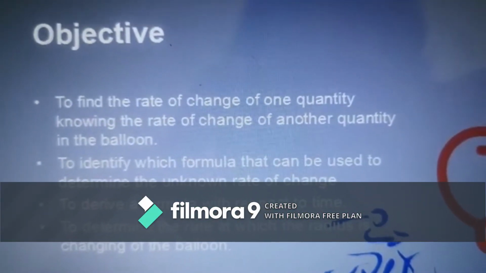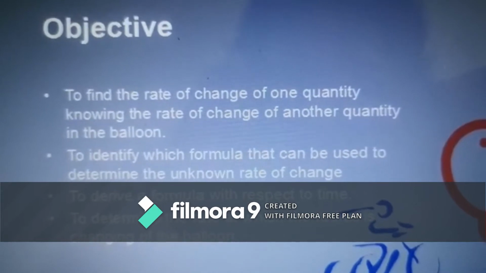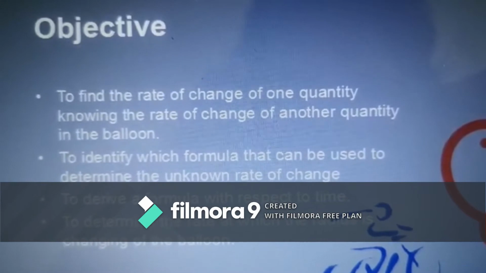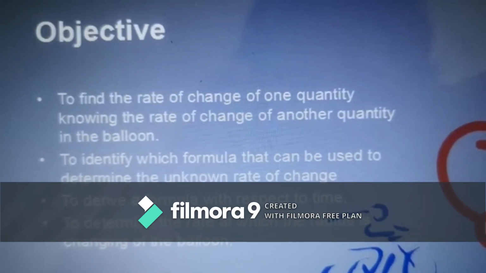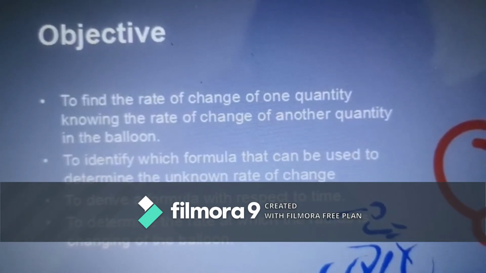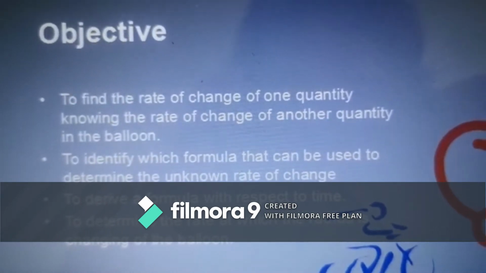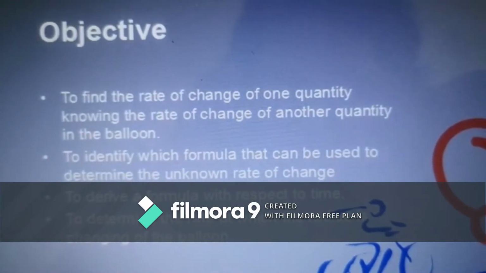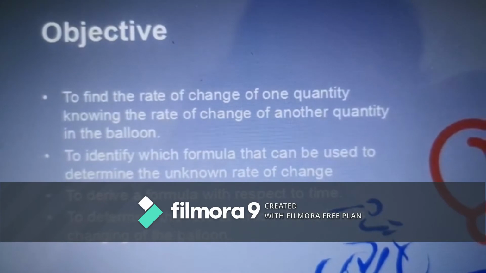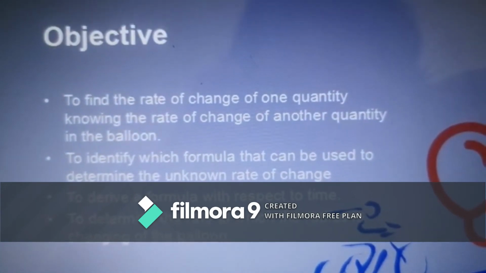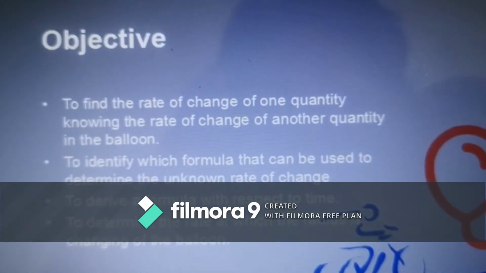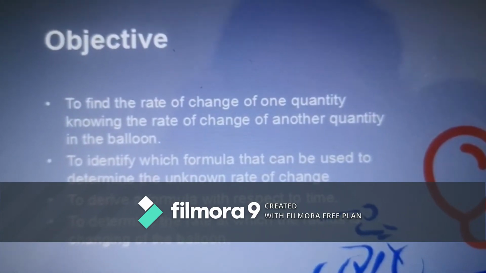The objective that we want to achieve by doing so is, first, to find the rate of change of one quantity knowing the rate of change of another quantity in the balloon. Second, to identify which formula can be used to determine the unknown rate of change, and also to derive a formula with respect to time. And lastly, to determine the rate at which the radius of the balloon is changing.